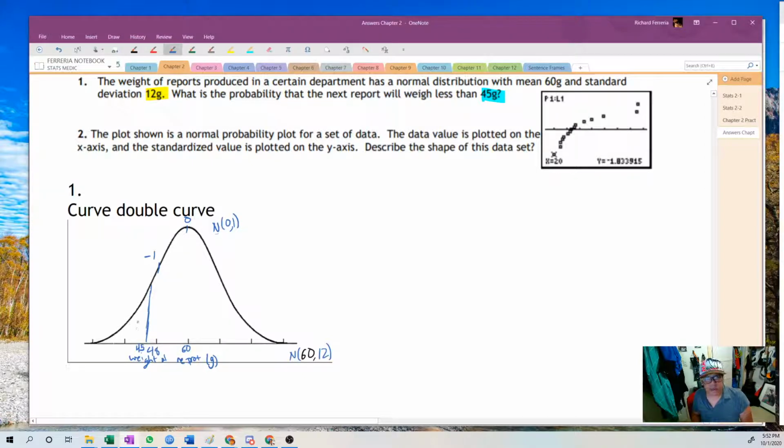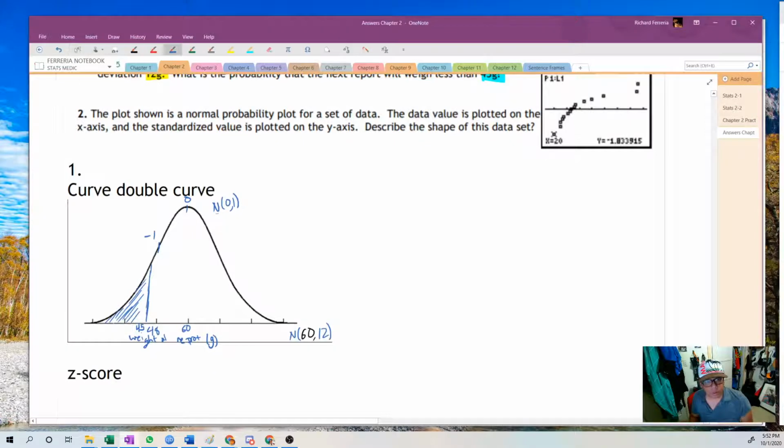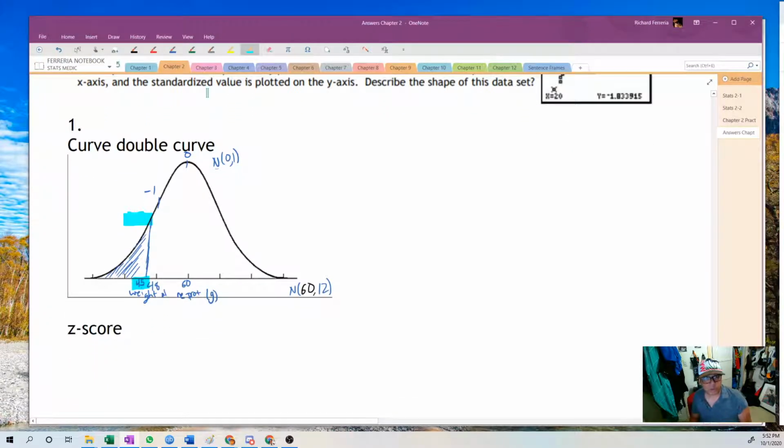Okay, and next we have to shade this. So what would be less than 45 grams? Well, less than 45 grams would correspond with all of this area to the left of that line. So you'll notice that we have 45 at the bottom here, but we don't have a corresponding z-score for that. So that brings us to the z-score calculations, which we'll do below here.